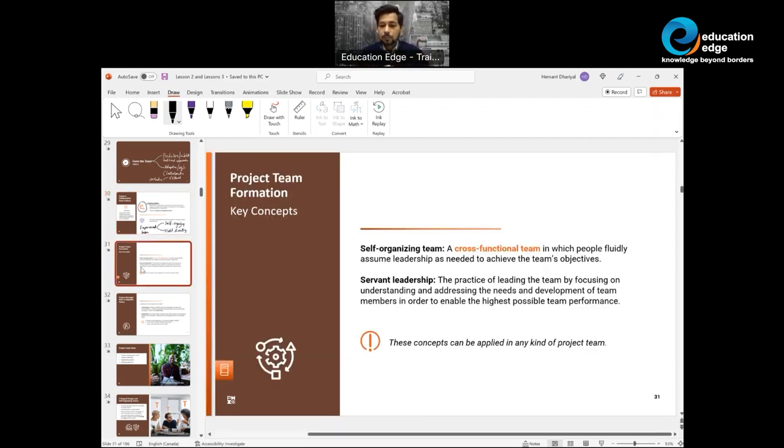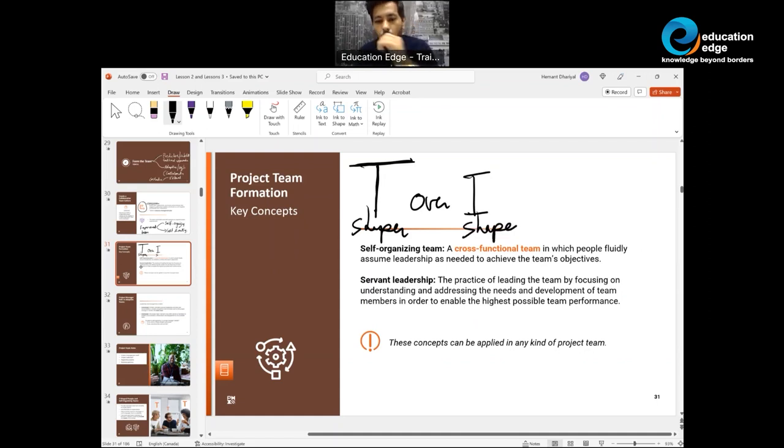Self-organizing teams are cross-functional teams. And when we say agile teams, they are self-organizing and self-directing. What does that mean? These teams are formed of individuals that are generally T-shaped over I-shaped. What does that mean?